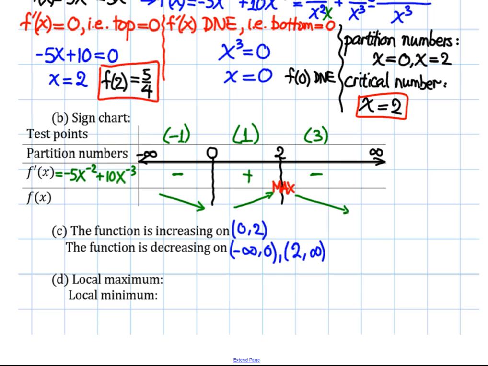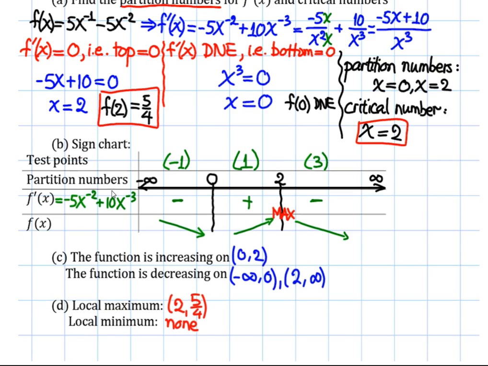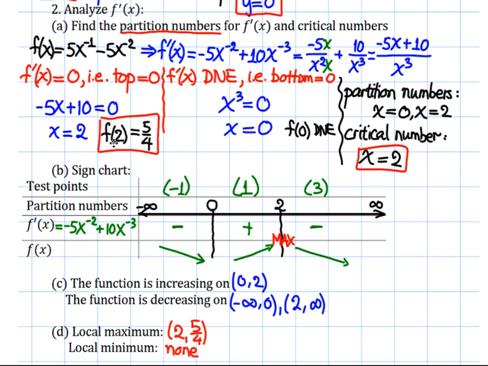Local maximum, there is a maximum at x equal to 2. The function value is equal to 5 over 4. And that is the only point we have. There's no minimum, so we have none. So no minimum. Right. Now we go to the second derivative. And we do pretty much the same thing as what we have for the first derivative.